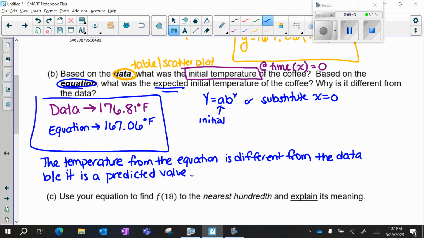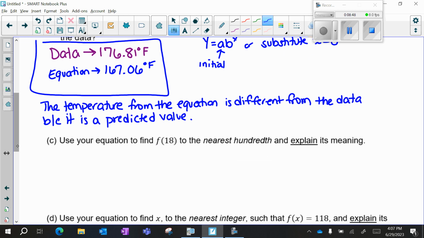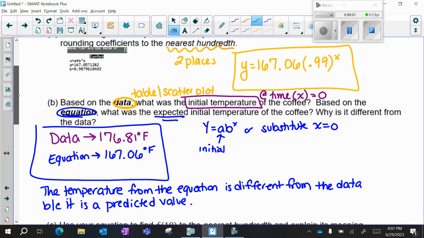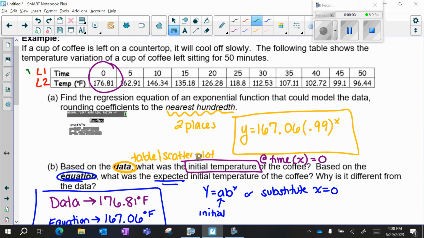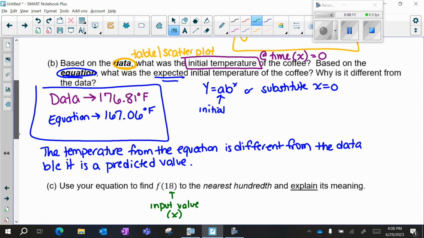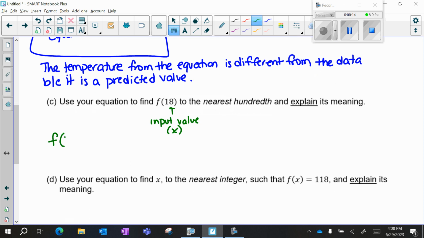Part C. Use your equation to find f of 18 to the nearest hundredth and explain its meaning. So remember, what's inside a set of parentheses here is always going to be my input value, which is going to be my x value. So since I already have to explain, let's just talk about that for a second. If I go back up here, these are my x's and these are my y's. So x represents the time sitting on the counter. So I'll find f of 18 in 1 second, but I want to do my explanation.